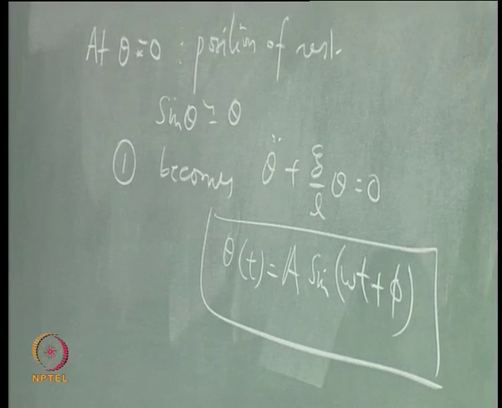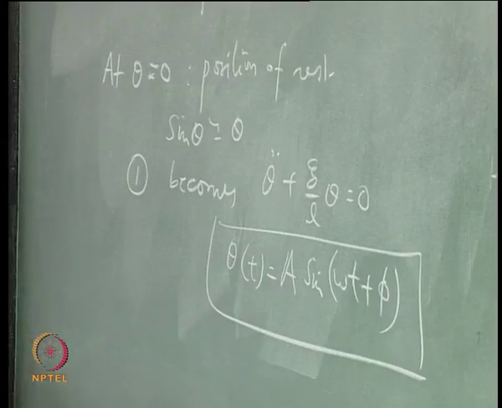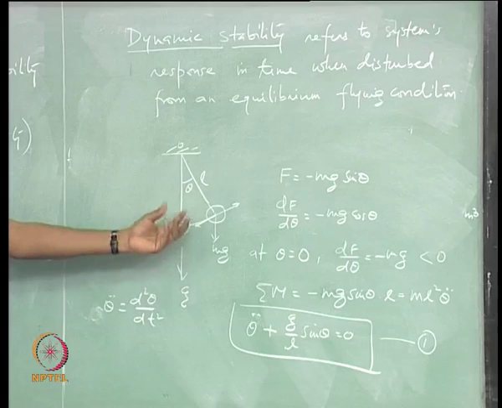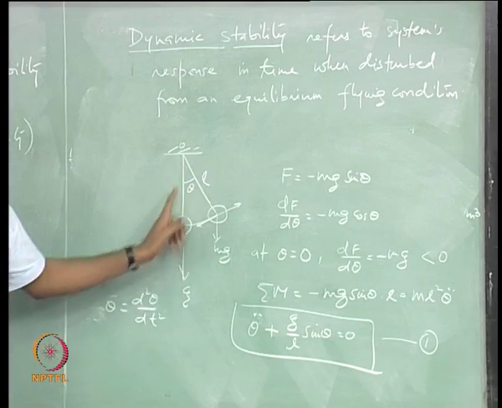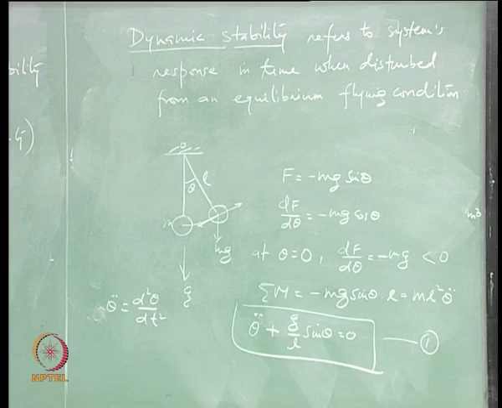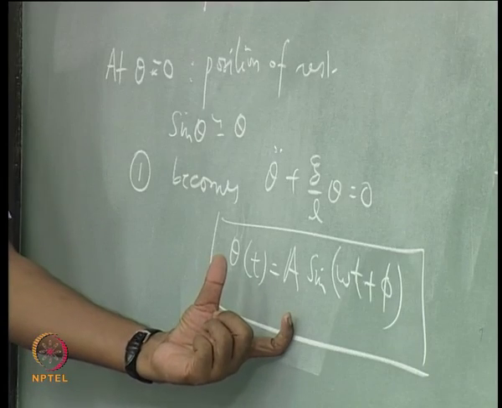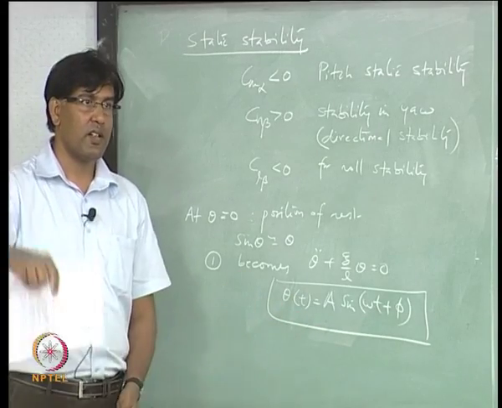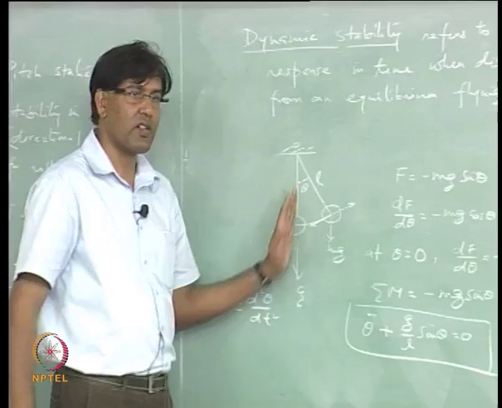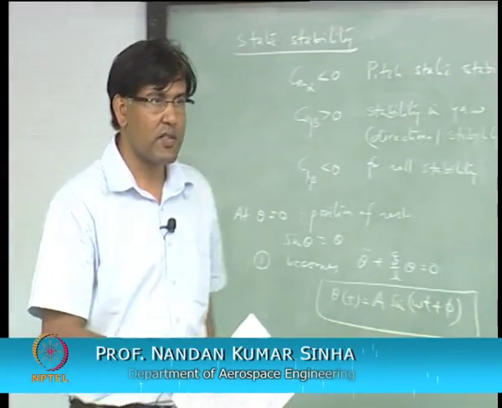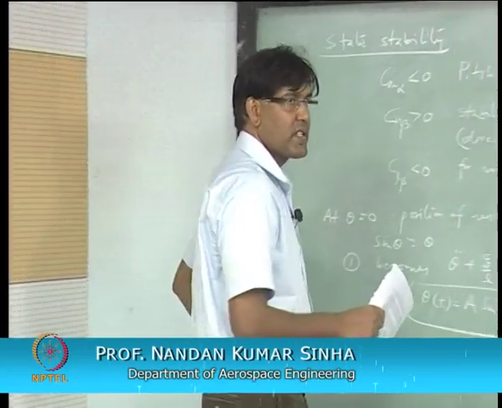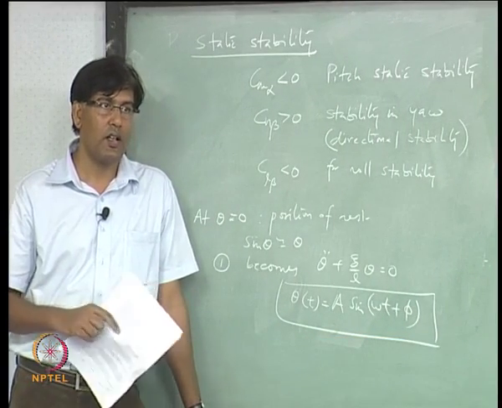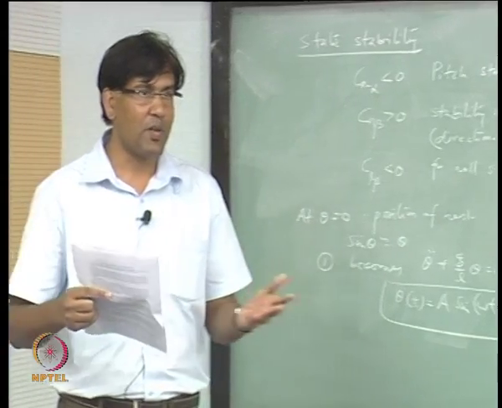right, and what is it telling you? It is telling you that when you hit this ball or the bob from its position of rest, which is at theta equal to 0, this is how theta is going to be in time, which means theta is always going back and forth around this theta equal to 0 position, right. So what can we say about stability, dynamic stability? We can say nothing, right, about the dynamic stability.